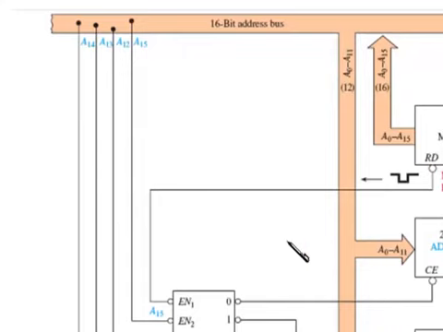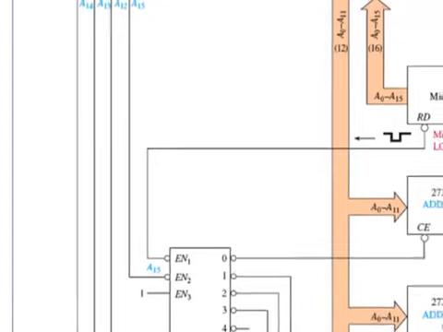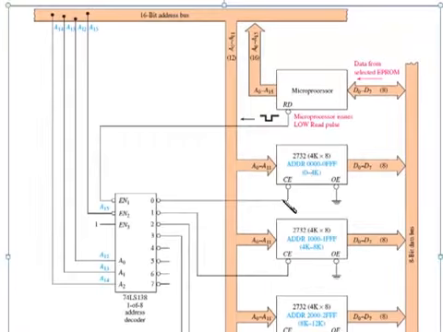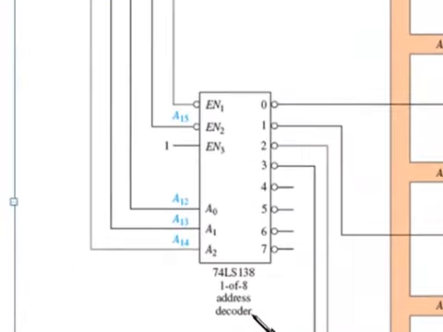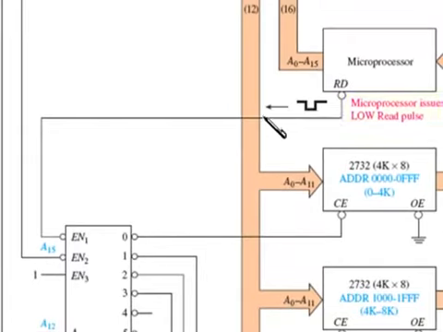Now to determine which EEPROM is actually going to get selected, we have these chip enables which are coming from a 1 of 8 address decoder, the 74LS138. So we're going to use these A15 through A12 address lines to make this address decoder select either this output, this one, or this one. And these lines are going to go high, low, high in accordance to the microprocessor's low read pulse.